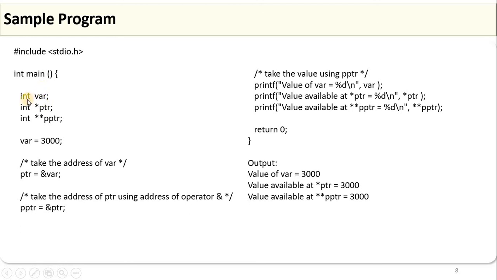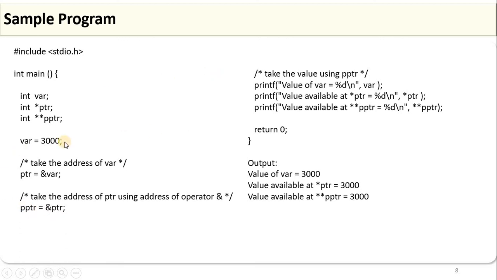In this main program, we have int var and int *ptr. This is a normal pointer, but int **pptr is a pointer to a pointer, and var contains 3000. To get the address of var, I will be using &var, and I will assign it to a pointer. That pointer is the normal pointer ptr. But to get the address of this pointer ptr, I am using &ptr. If I store this into pptr, the pointer to a pointer, right? I am storing the address of a pointer into another pointer.